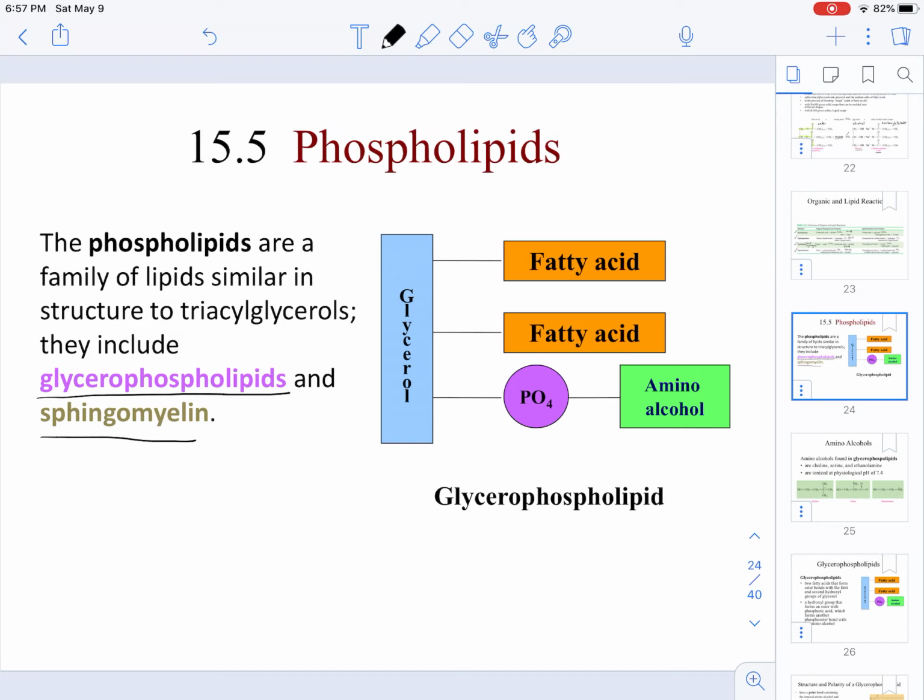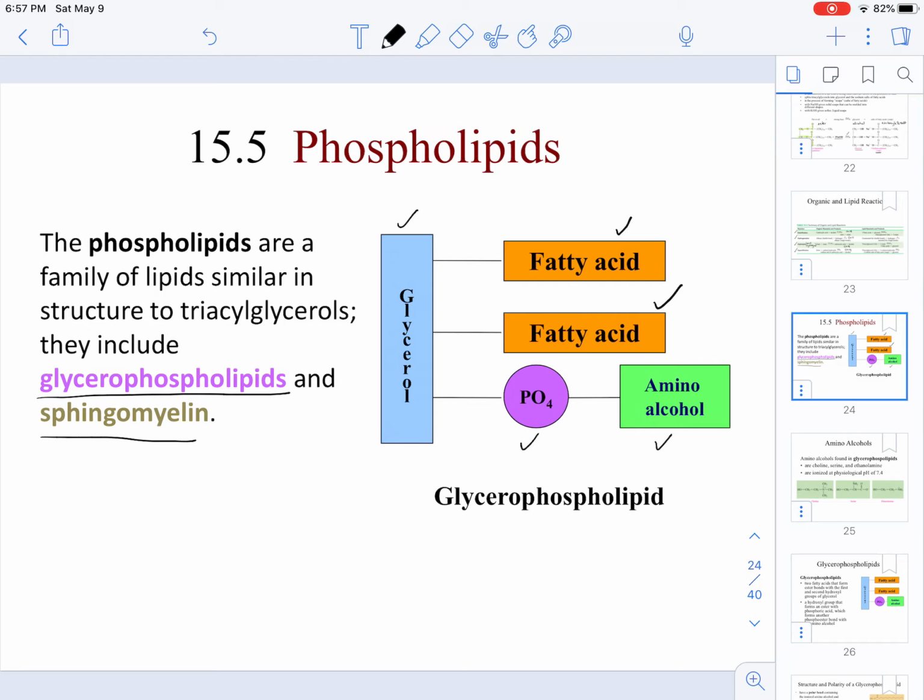Now, when it comes to phospholipids, as you can see, they contain glycerol, they contain 2 fatty acid molecules, and they have a brand new functional group that we haven't seen before. So, phospholipids are going to have in the last OH group of the glycerol, that is going to be bonded to a phosphate group, and that phosphate group is going to be bonded to an amino alcohol. We are going to be looking at all of these components one by one.